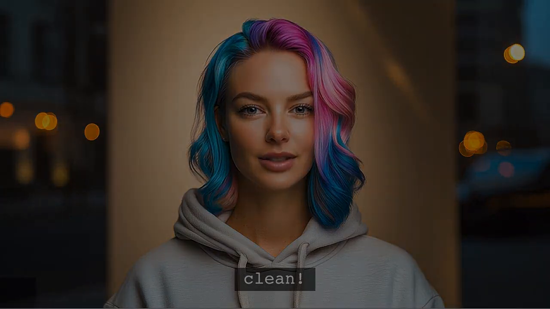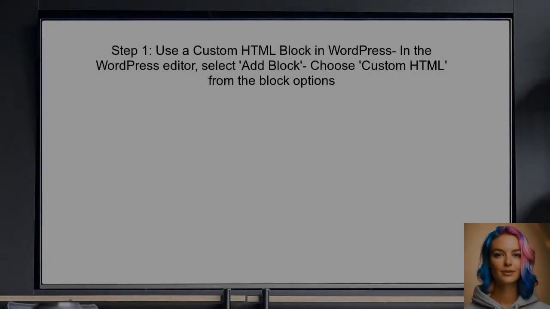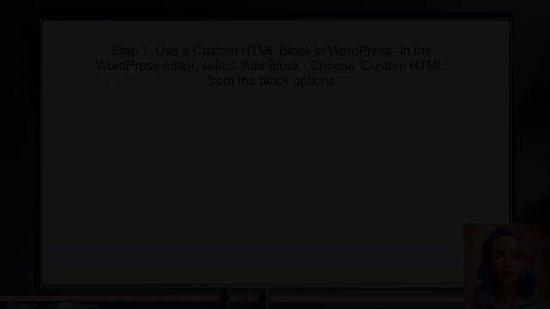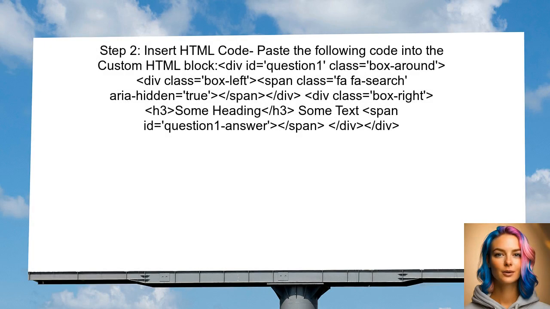and your code clean. To address the issue of WordPress removing the empty span tag, the user should first ensure that they are using a custom HTML block in the WordPress editor. This allows for more control over the HTML structure. Next, the user should insert their HTML code directly into the custom HTML block. This will help preserve the structure, including the empty span tag.